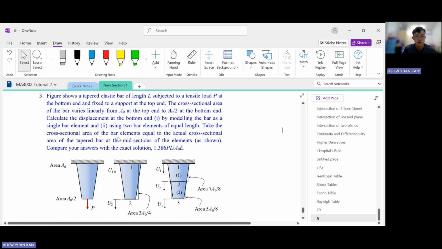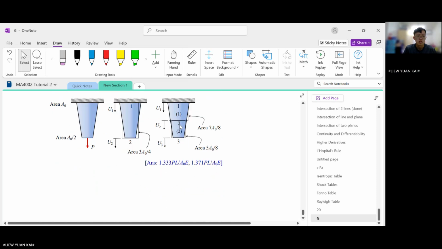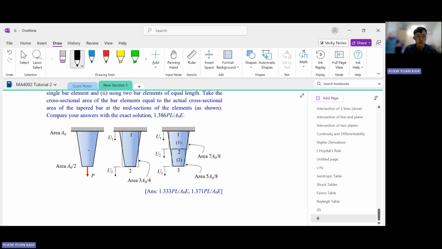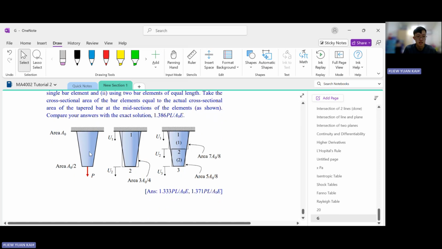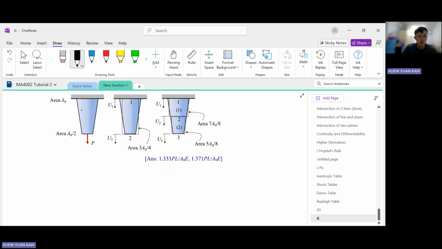Take the cross-sectional area of the bar to be equal to the actual cross-sectional area of the taper bar at the mixed sections. So basically, this problem says that we have this real bar. A bar is a structure that supports axial loading in static conditions. So here we are applying axial load. Axial means it follows down the axis of the beam.